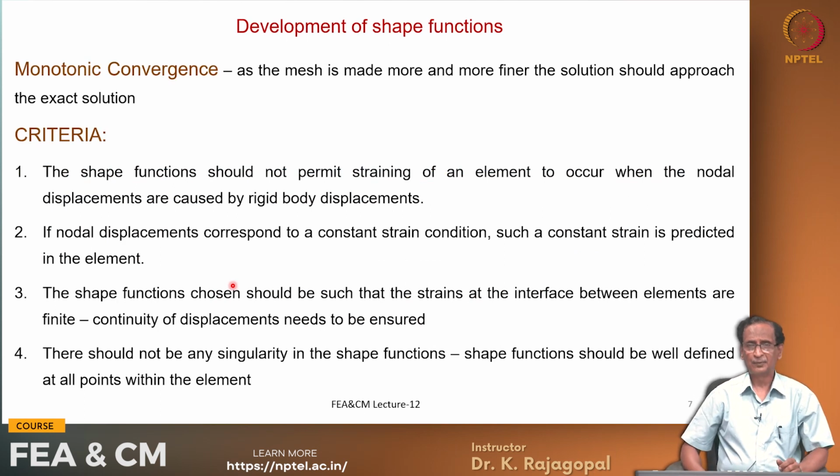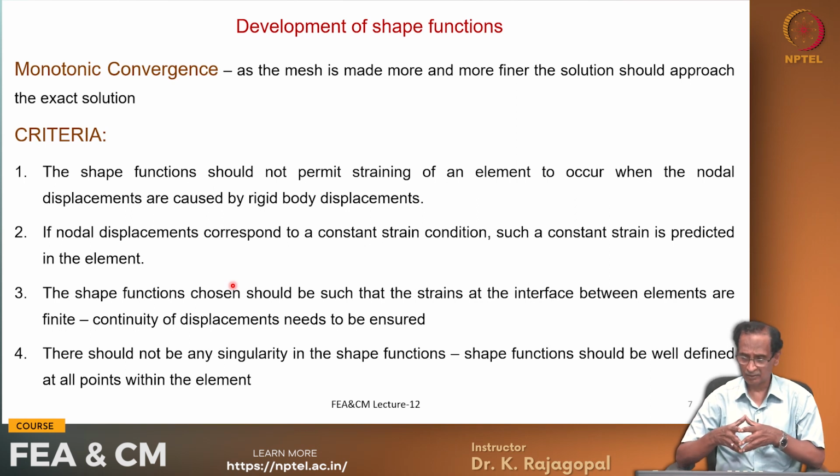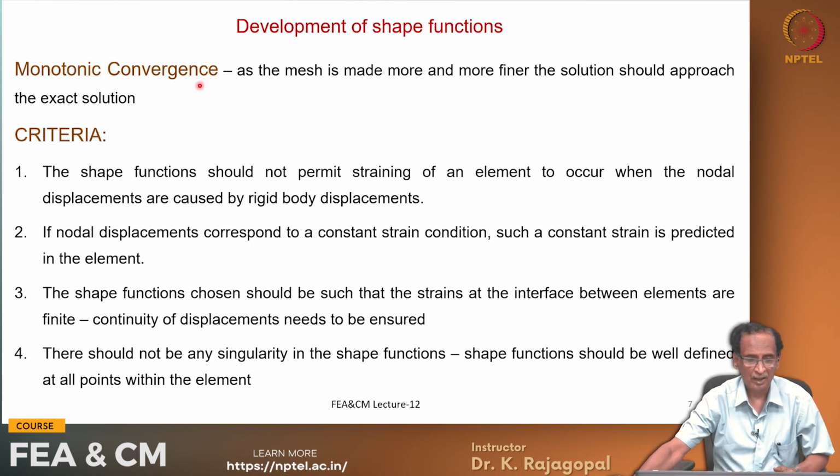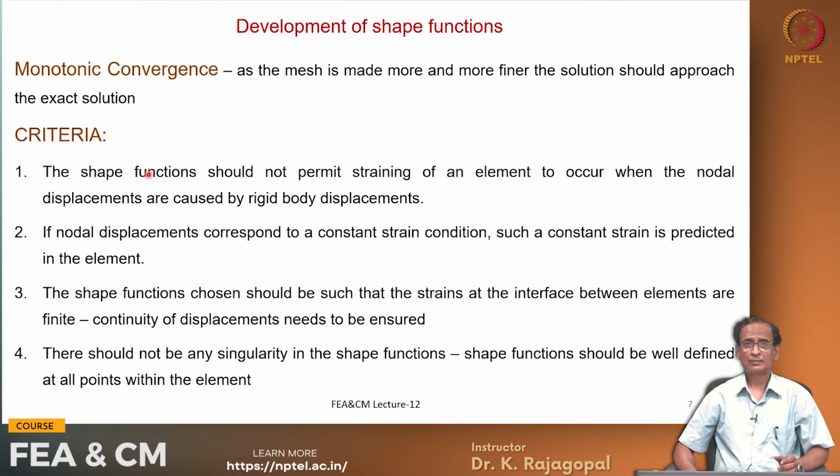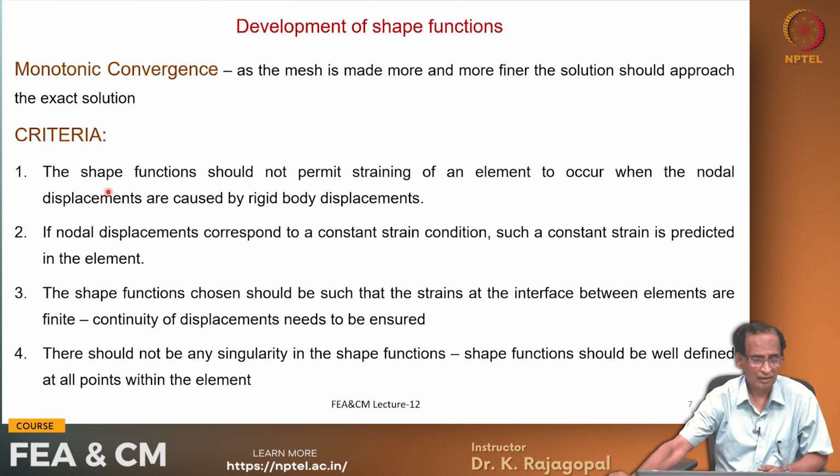So the development of shape functions is a very important step in all finite element analysis, and we should be very systematic so that our results are also as accurate as possible. Our aim is to satisfy the requirements for monotonic convergence: as the mesh is made finer and finer, the solution should approach the exact solution. The criteria are very simple. The shape function should not permit straining of an element to occur when the nodal displacements are caused by rigid body displacements.